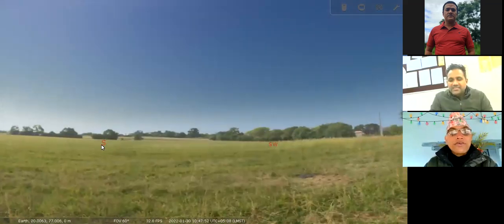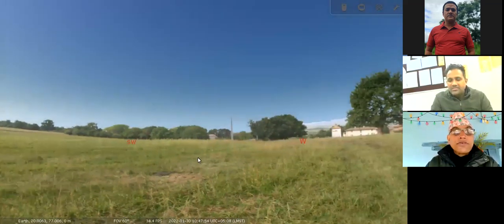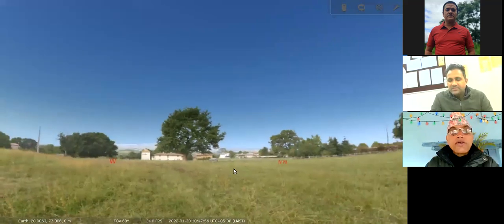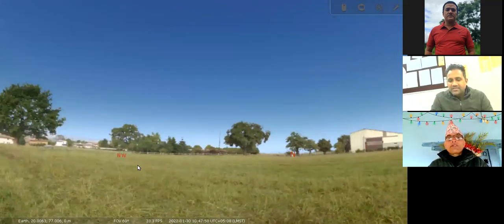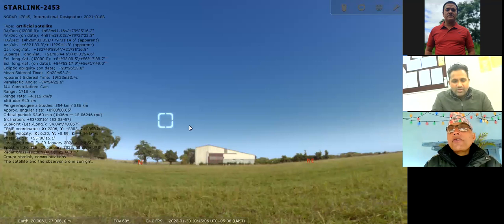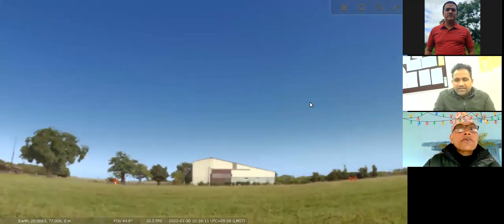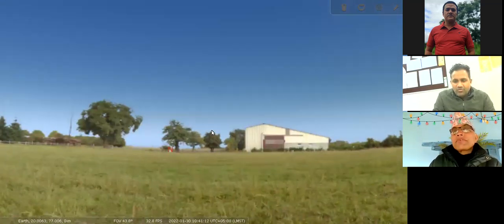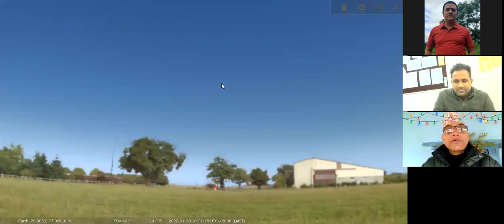screen. What is this? This is the part of the earth ground, and maybe sky. So you can see this is south, this is southwest, this is the west, this is the northwest, this is the north. You can see a lot of things. Suppose I go for zoom out and zoom in, you can see like this one. So you can make it zoom out, and you can go for the zoom in.